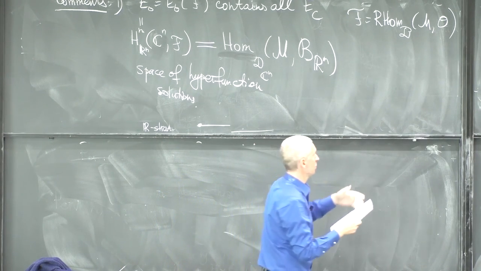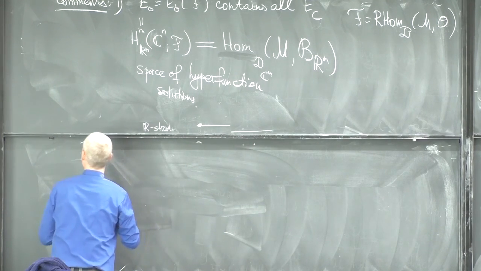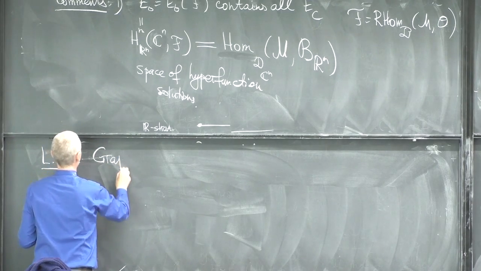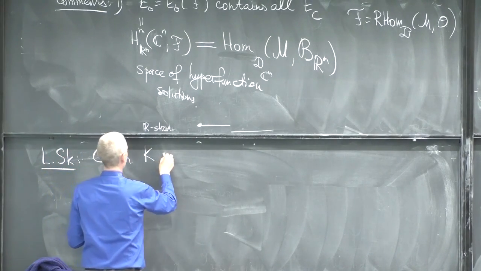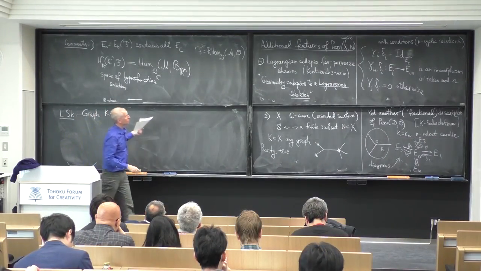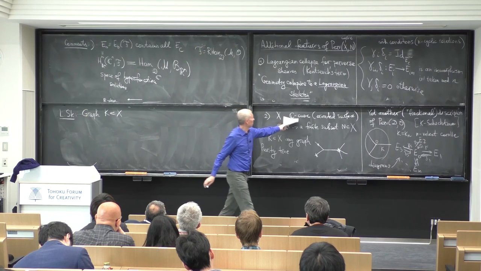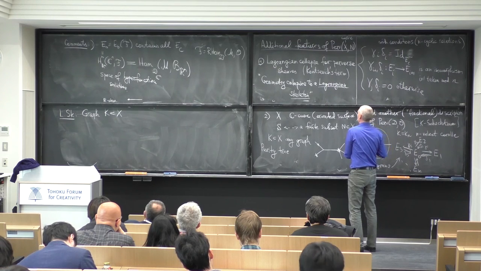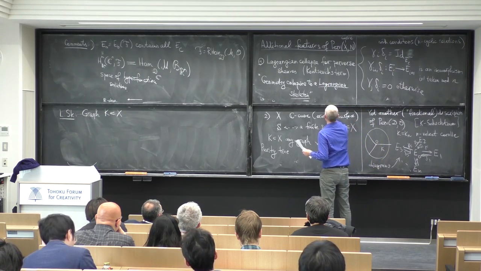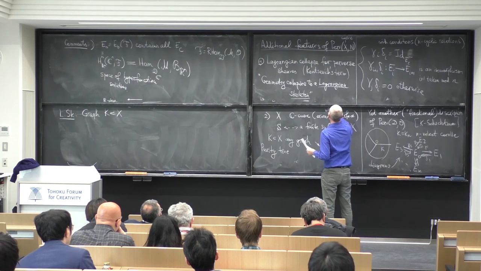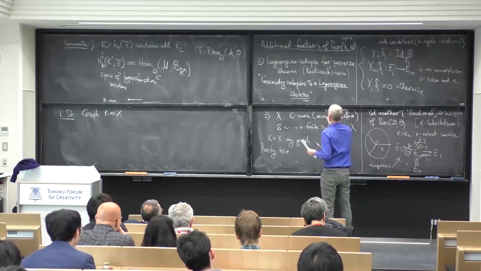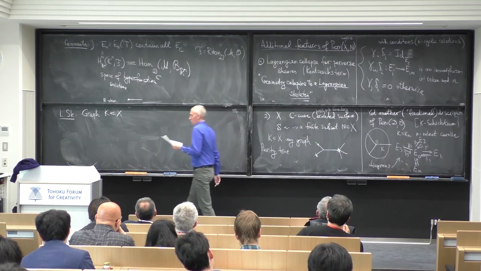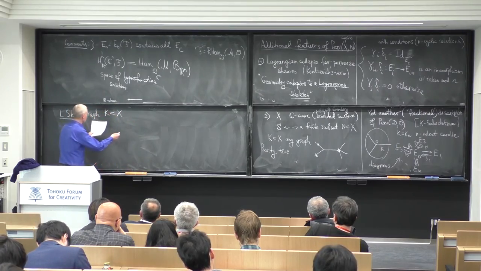So a Lagrangian skeleton would be a graph in this case. So Lagrangian skeleton, it's a graph K inside X. So I assume that the surface may have a boundary. Let me just say possibly with the boundary. So a graph, which let's assume that it doesn't meet the boundary.